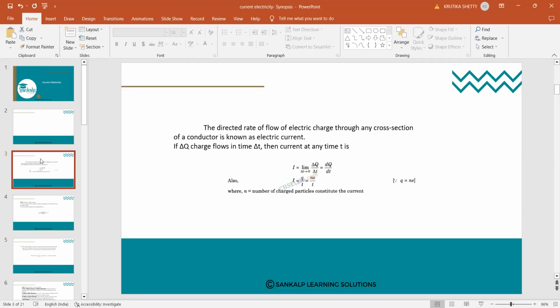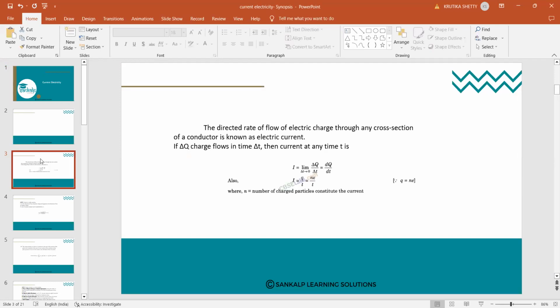What do you mean by charge? Charge is the fundamental or intrinsic property of matter which experiences the electric and the magnetic field. Okay, then next, electric current is defined based on the charge. The electric current is denoted by the letter I.